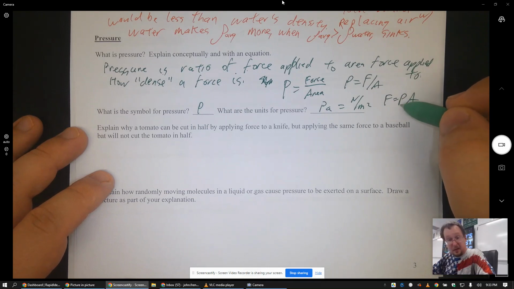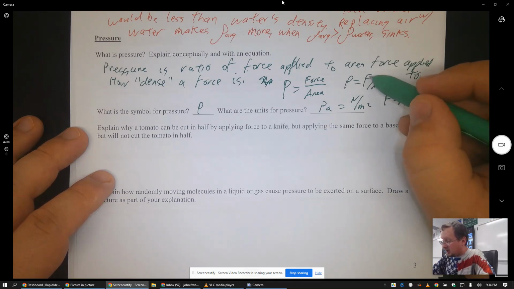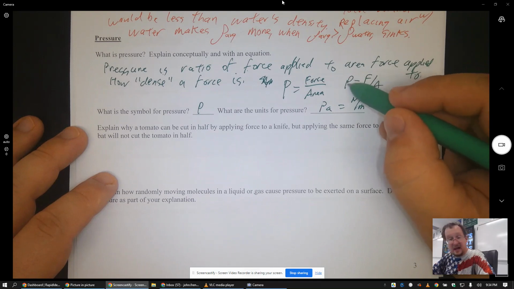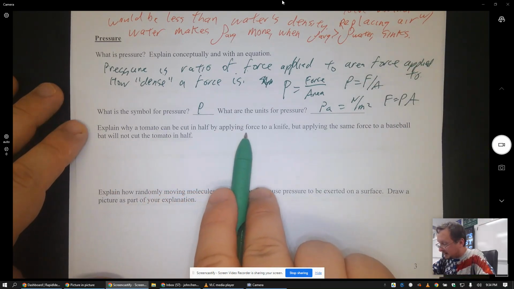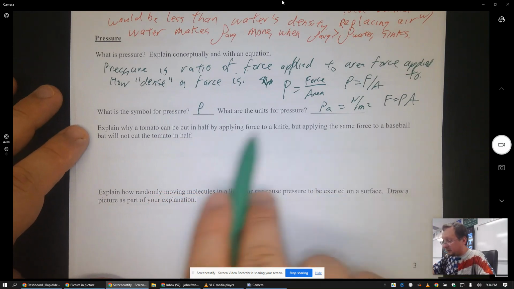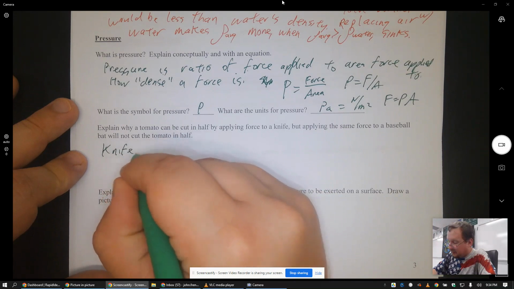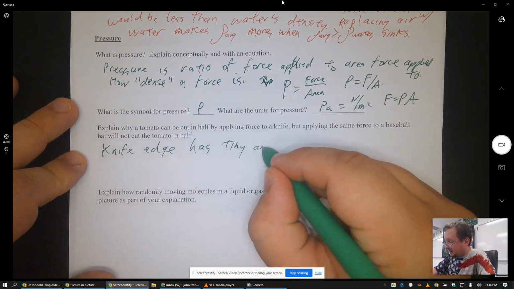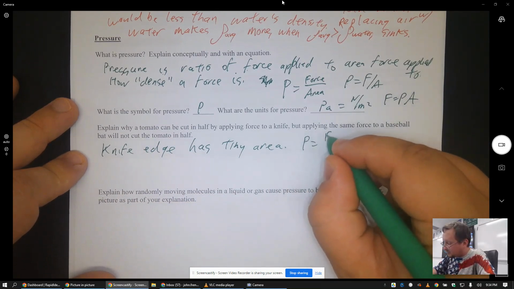With water applying pressure, the pressure and the area are separately determined. That determines the force the water exerts. When you're talking about a solid, usually the force and then the area together make the pressure. Why can a tomato be cut in half by applying force to a knife? The same force applied to a baseball bat will not cut the tomato in half because the knife edge has a tiny area.